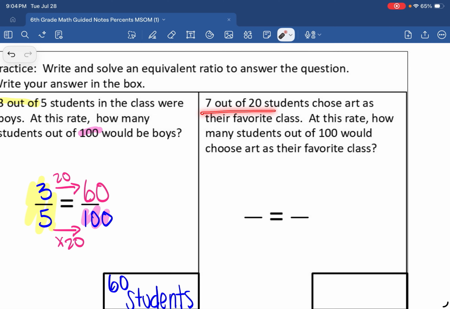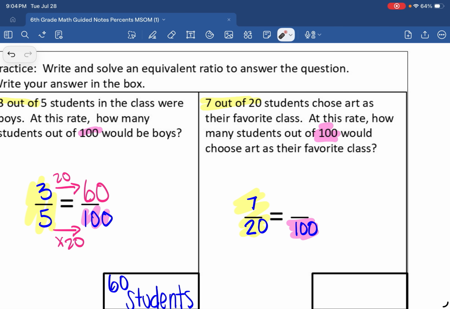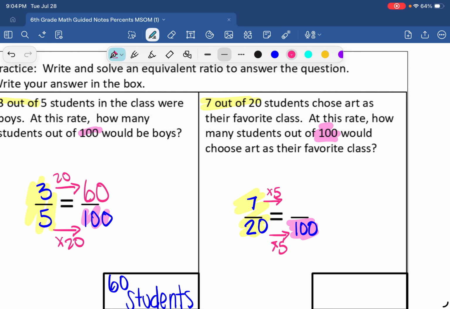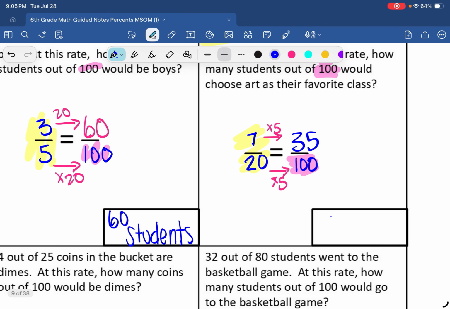7 out of 20 students chose art as their favorite class. At this rate, how many students out of 100 chose art as their favorite class? So writing my ratio, 7 out of 20, and then out of 100 for my equivalent ratio, I'm going to look for a multiplicative factor. I don't see one quite quickly between 7 and 20, although I could divide and figure it out. But again, I notice that 20 times 5 is 100, so 7 times 5 is 35. So at this rate, we would expect 35 students to have art as their favorite class.